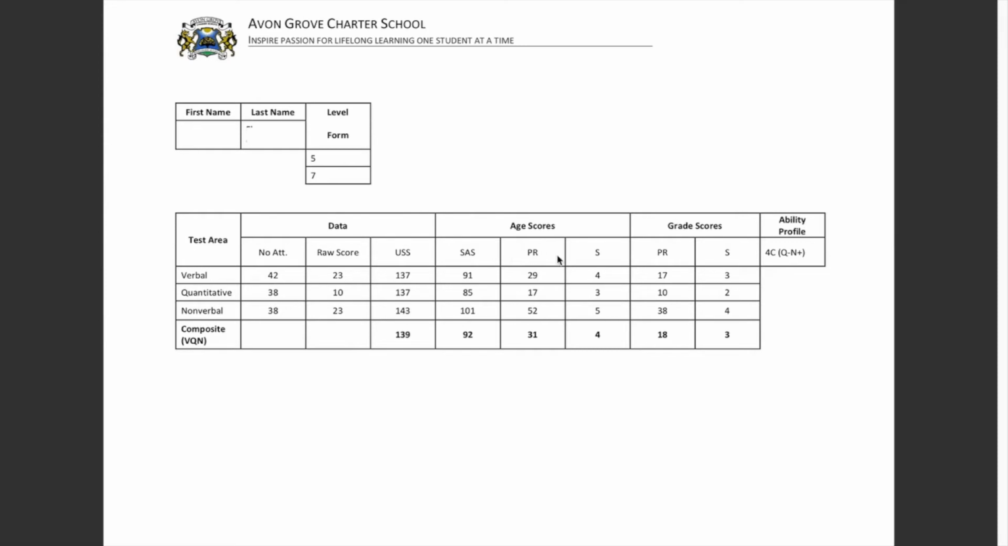The next column is the percentile ranking. The percentile rank indicates the percentage of students that are similar in age in this particular area whose scores fall at or below the score obtained by this particular student. So for example, for this particular student's score of nonverbal, they fell in the 52nd percentile. This means that of all of the students who took the test, 52% of students either scored similarly or below this student's score.